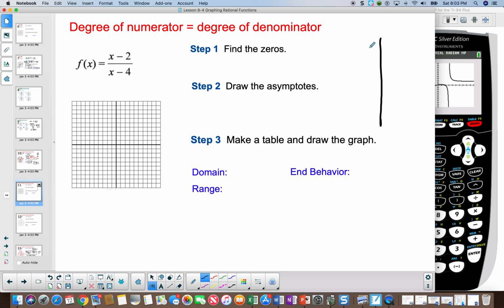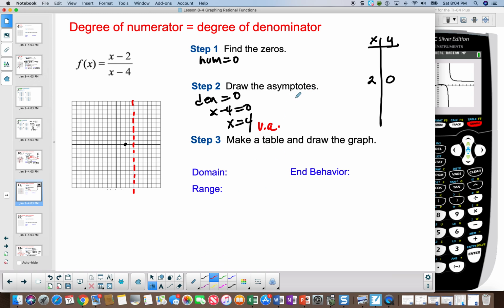Let's make a little chart here for our zeros. So to find a 0, you set the numerator equal to 0, and that's going to happen at 2. At 2, the fraction becomes 0. So I know we have a 2, 0 here. Now I'm going to set the denominator equal to 0 to find my asymptotes. So x minus 4 is equal to 0, so x is equal to 4. So I'm going to go ahead and draw my vertical asymptote. And this is a vertical asymptote.